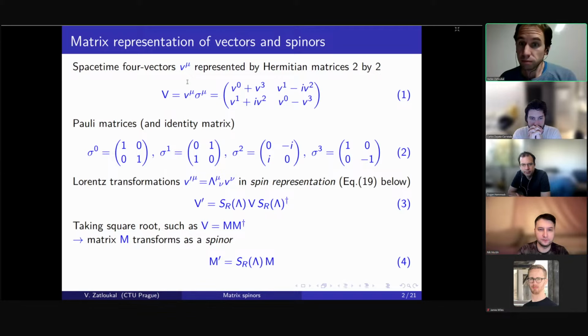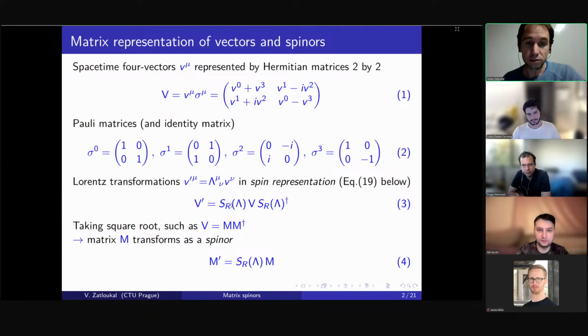And if you look at the Lorentz transformations, how they act on the 4-vector, this translates into an action on this matrix representation, and this action is a two-sided action where S_R of lambda is a spin representation, or more precisely, the right-handed spin representation of the Lorentz transformations. I will have more to say about these spin representations, but this is just what holds.